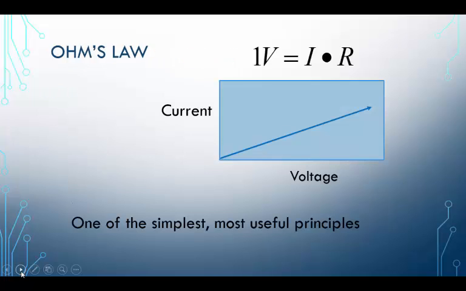Ohm's law is one of the simplest, most powerful principles in electronics, and it tells us simply that a volt is equal to the current times the resistance, which is a linear relationship.